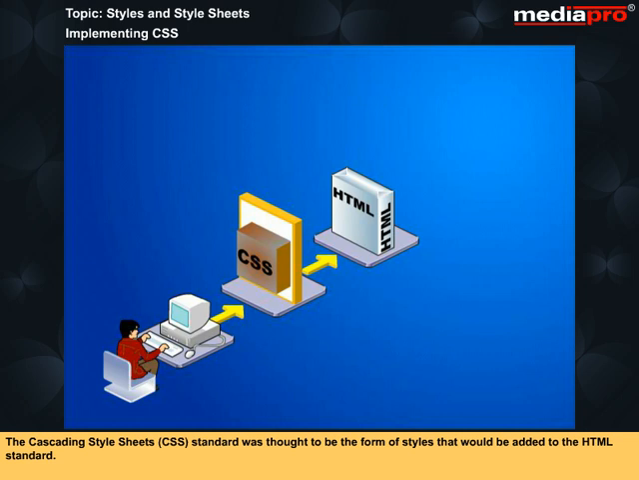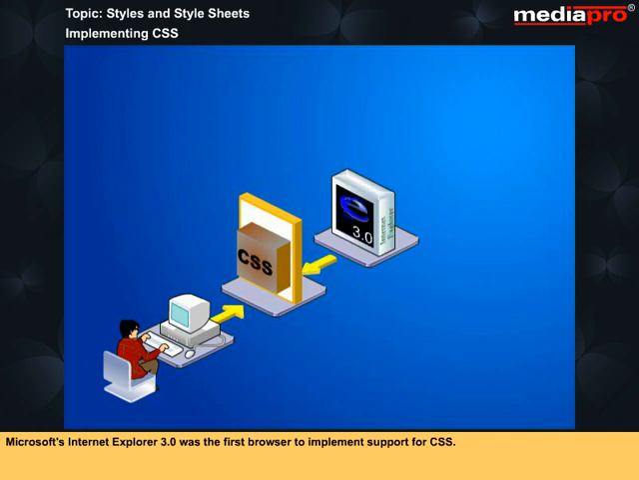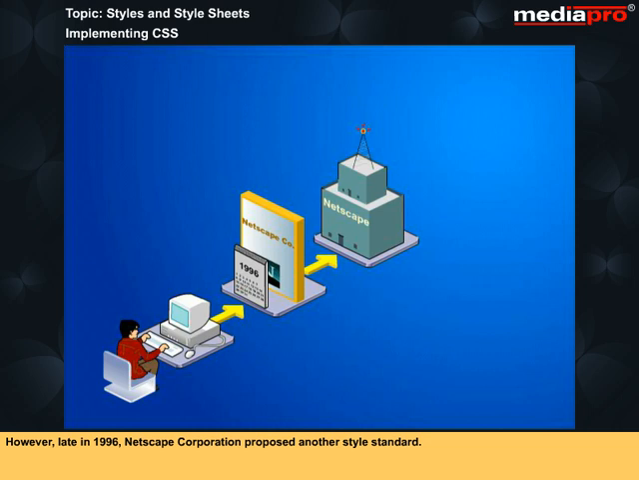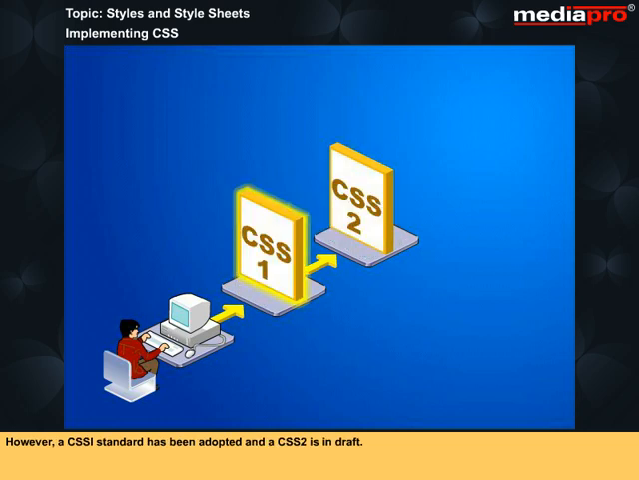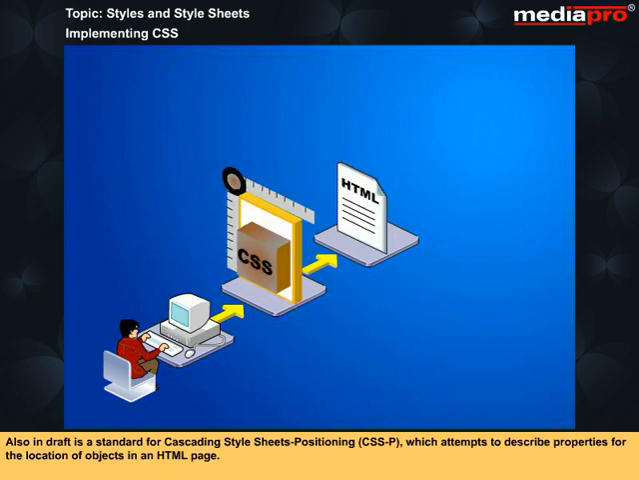The Cascading Style Sheets (CSS) standard was thought to be the form of styles that would be added to the HTML standard. Microsoft's Internet Explorer 3.0 was the first browser to implement support for CSS. However, late in 1996, Netscape Corporation proposed another style standard. Debate continued and some contention remains. However, a CSS1 standard has been adopted and a CSS2 is in draft. Also in draft is a standard for Cascading Style Sheets Positioning (CSSP), which attempts to describe properties for the location of objects in an HTML page.